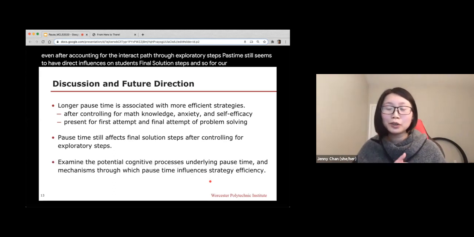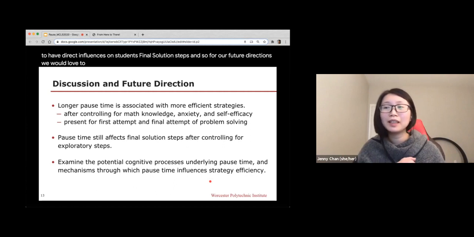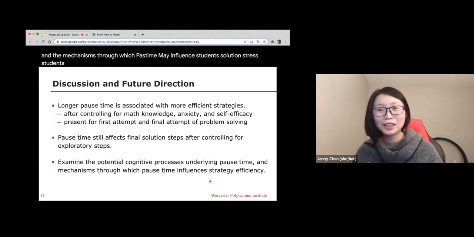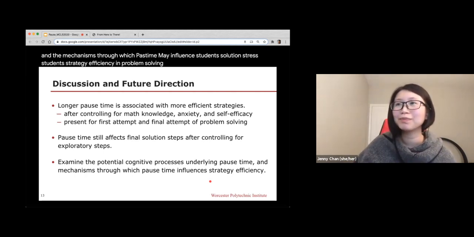And so for our future directions, we would love to examine the potential cognitive processes underlying students' pause time and the mechanisms through which pause time may influence students' strategy efficiency in problem solving.